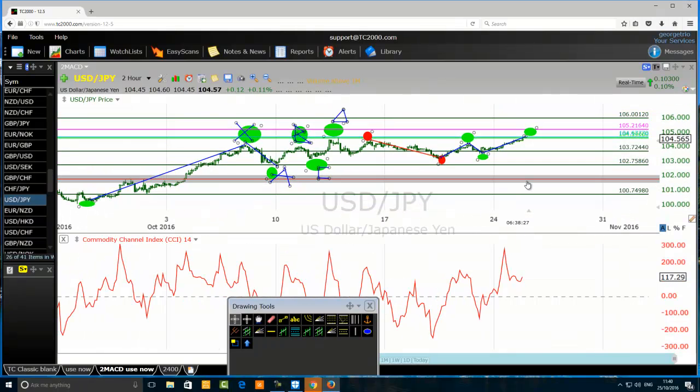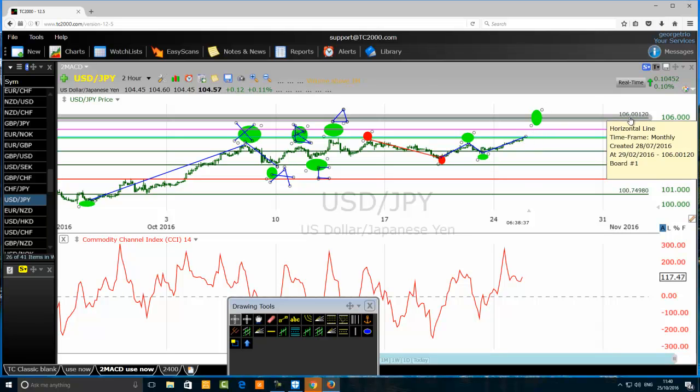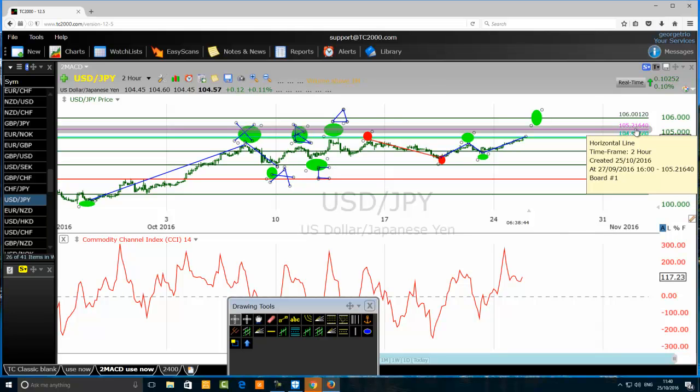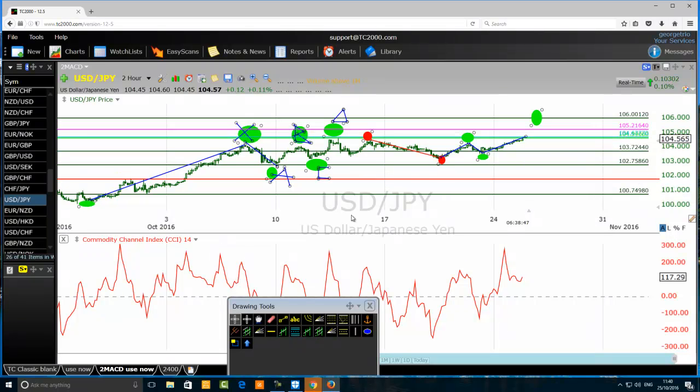I believe, personally, my friend, that the market is pushing it up towards that resistance, 106.00. But before that 106.00, there is also the level of 105.21, which is the 161.8% Fibonacci extension level of our first XA. This is our first XA here. So the pink line is the 161.8% Fibonacci extension level of our first XA.